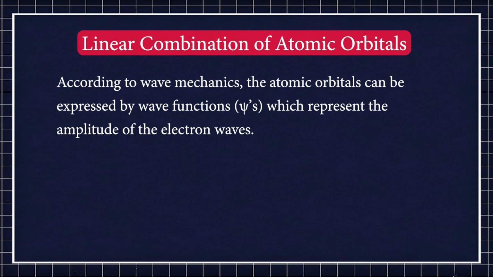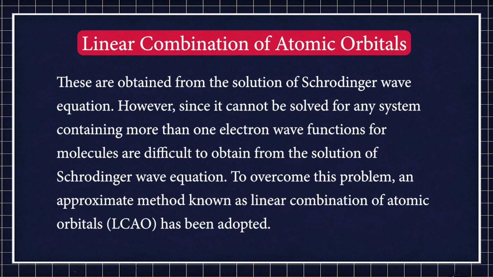However, to understand the molecular orbital theory more clearly and in depth, it is important to understand how molecular orbitals are formed. Molecular orbitals are formed by linear combination of atomic orbitals, that is LCAO. Dear students, as you all know, according to wave mechanics, the atomic orbitals can be expressed by wave functions, that is psi, which represent the amplitude of the electron waves. These are obtained from the solution of the Schrödinger wave equation.